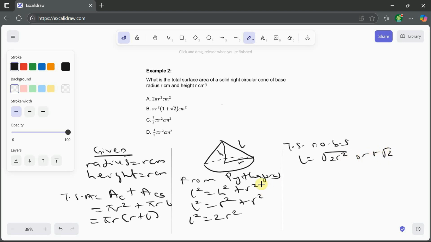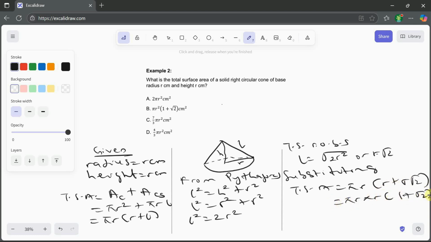So we have this. Now if I substitute, our total surface area is equal to pi r open brackets r plus r root 2, right? If you notice, this is r, we can factor out another r from these two, so that would be pi r times r open brackets 1 plus root 2, right? So this is pi r squared 1 plus root 2 centimeter squared. So this is how we solve this question. That would be option B.